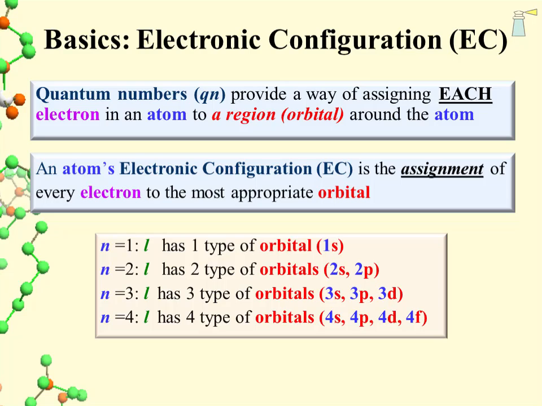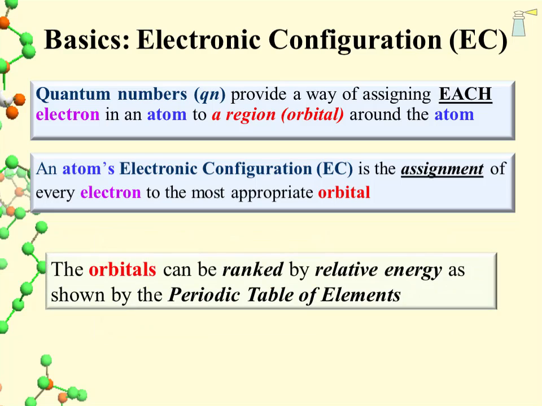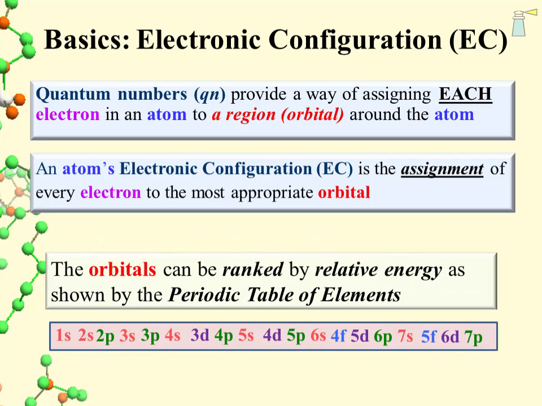There are energy levels going up to 7. All of these levels will have s and p orbitals, but not all will have d and f orbitals. The orbitals can be ranked by relative energy, as shown by the periodic table of elements. For completion purposes and to familiarize ourselves where orbitals map to the table, we should verify that.